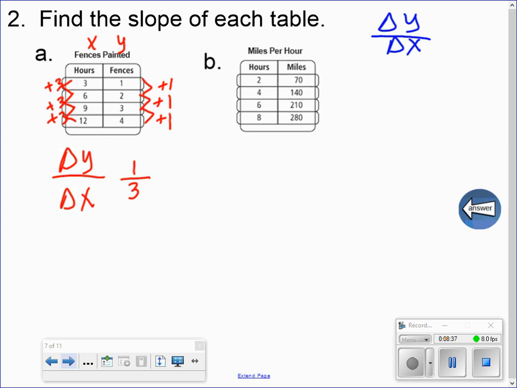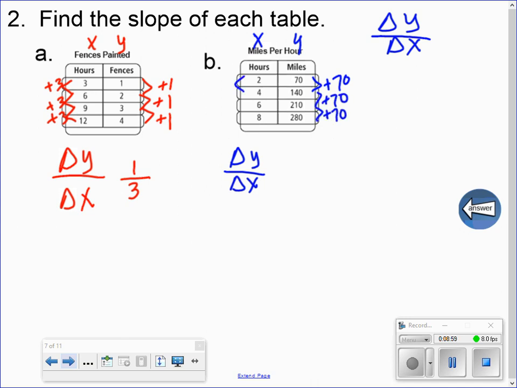Looking at B, and again, looking at change in y to change in x. Again, remember that hours, time, is our independent, that's x. Miles, our quantity, is our dependent, which is y. And we're going to look at our change in x and change in y. Our change in y, we're increasing by 70 each time.